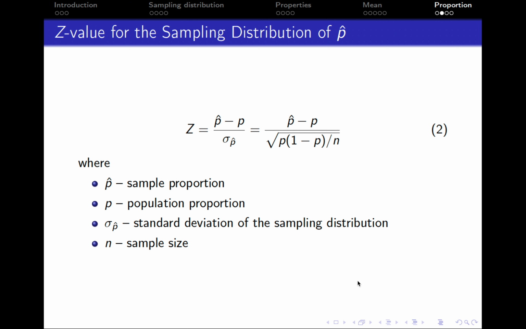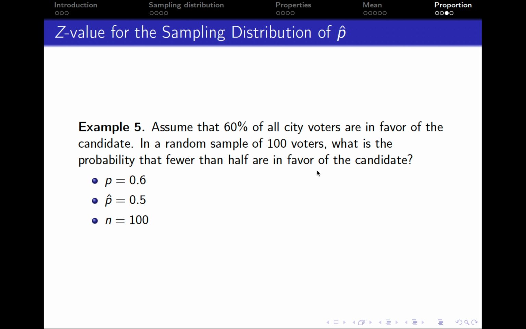Similar to the case of the sampling distribution of the mean, the sampling distribution of the proportion has its own z-score formula, which is defined in the following way. The sample proportion minus the population proportion, divided by the standard deviation of the sampling distribution. Or alternatively, if we don't have sigma, we can estimate it easily by taking the square root of the population proportion multiplied by 1 minus the population proportion, divided by n, the sample size. So let's have a look at the example.